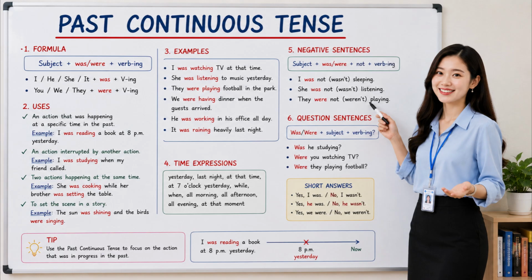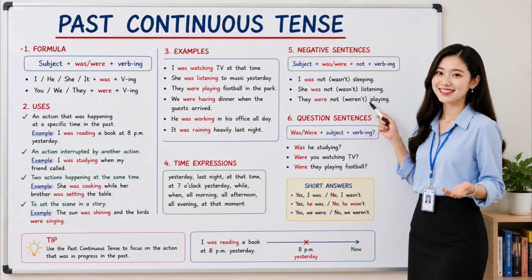2. An action interrupted by another action. The past continuous is often used with the past simple tense. The past continuous describes the ongoing action, while the past simple describes the action that interrupted it. Examples: I was studying when my friend called. She was cooking when the electricity went out. They were playing football when it started to rain. We were having dinner when the guests arrived. He was driving when he saw the accident. Structure: past continuous plus, when plus past simple.